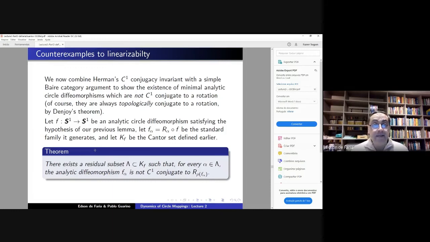So there are plenty of non-linearizable maps. And also, by taking F already very close to a rotation, okay, analytic and very close to a rotation, all of these maps will be close to rotations, okay? So you're really violating the conclusion of Arnold's theorem, okay?